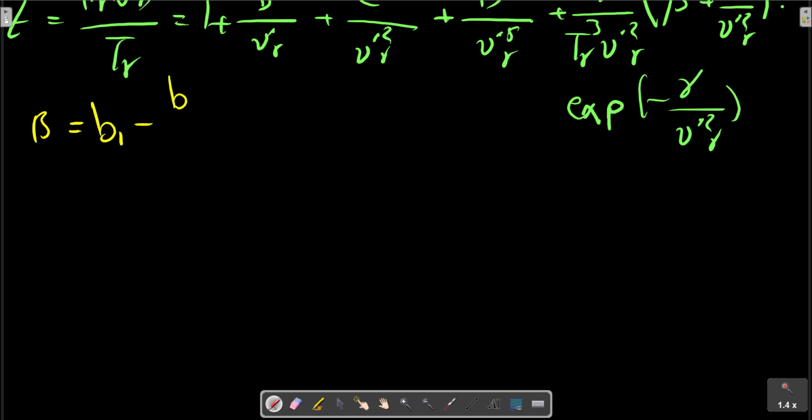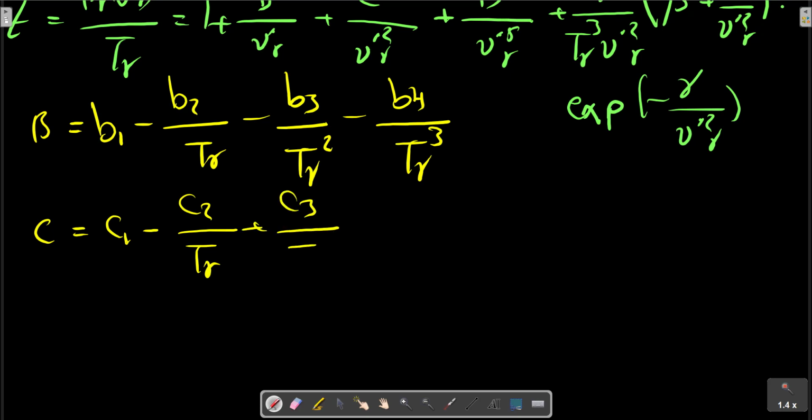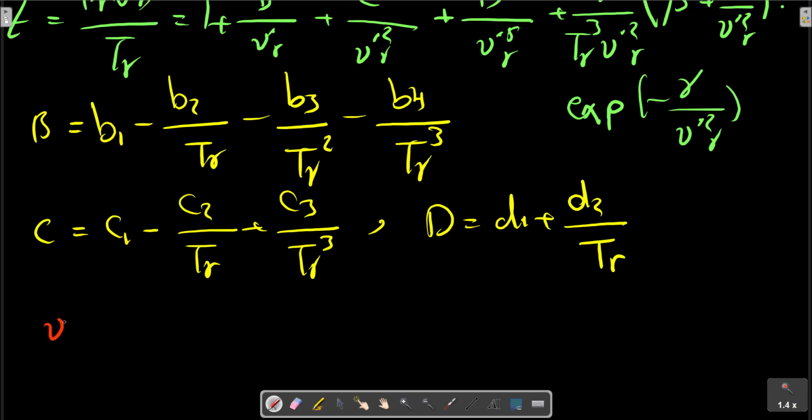B equals B1 minus B2 over TR minus B3 over TR squared minus B4 over TR cubed, and C equals C1 minus C2 over TR plus C3 over TR cubed, and D equals D1 plus D2 over TR, in which V prime R is not the true reduced specific volume but is defined as V prime R equals P C V over R TC.